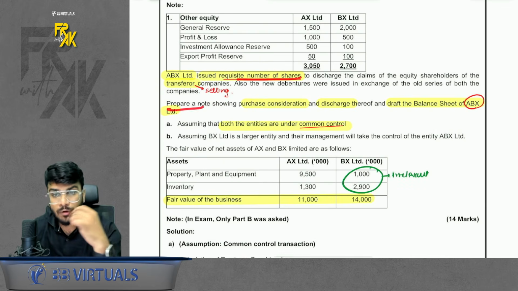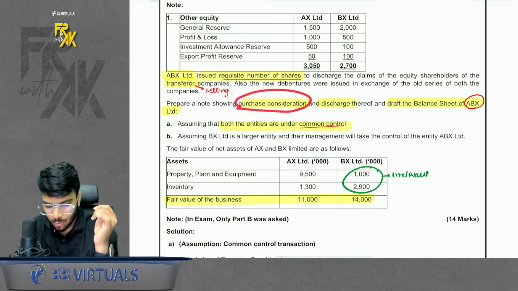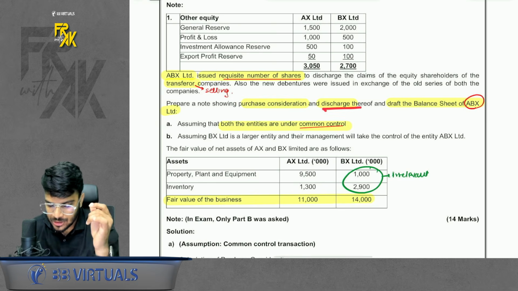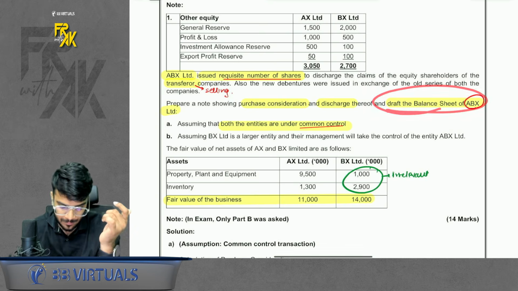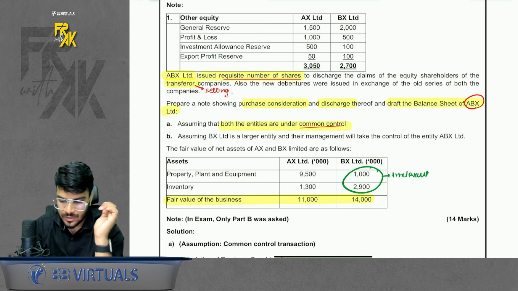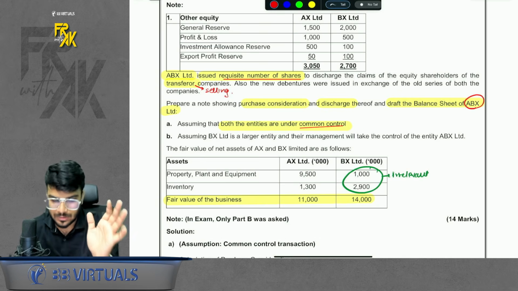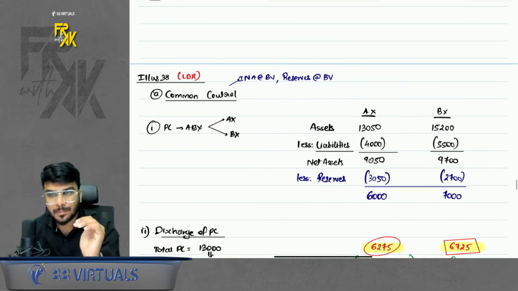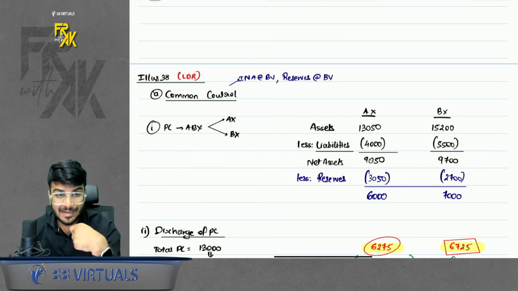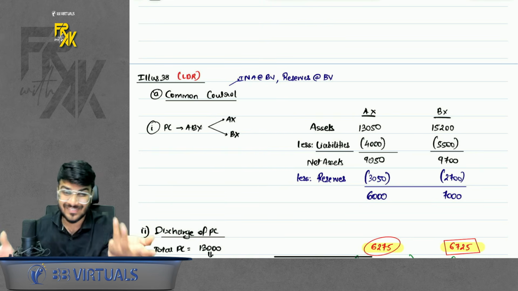Anyways, what they're asking is to prepare a note showing purchase consideration and discharge thereof, and draft the balance sheet of ABX Limited. There are two cases. First case is assuming that both the entities are under common control. How will you solve this? It is very simple. You have to assume PC. We used to do this in amalgamation in CA Intermediate. Remember amalgamation? Sir, we forgot everything.